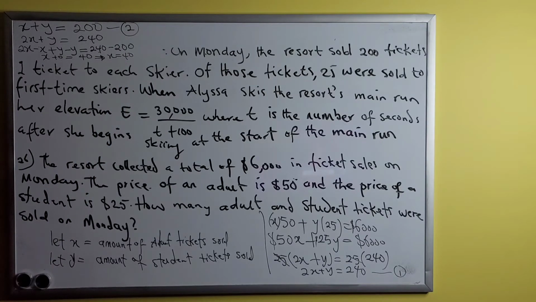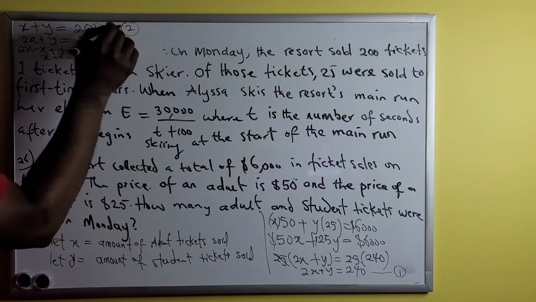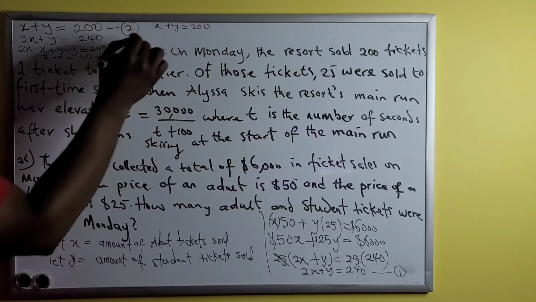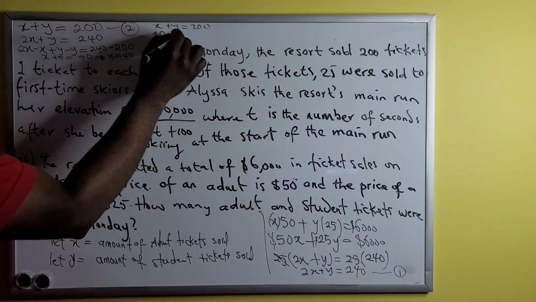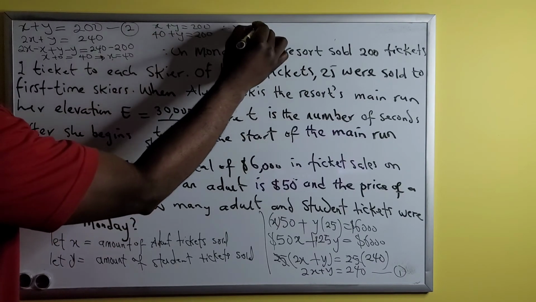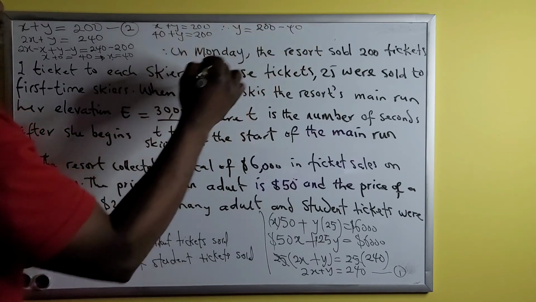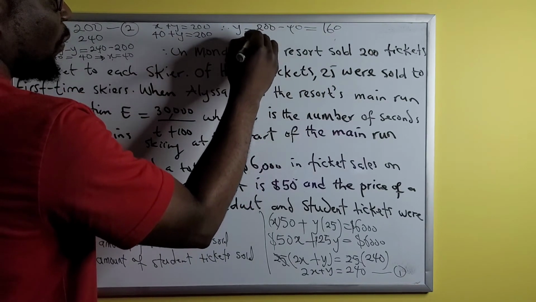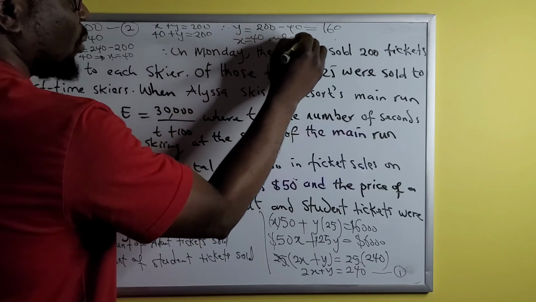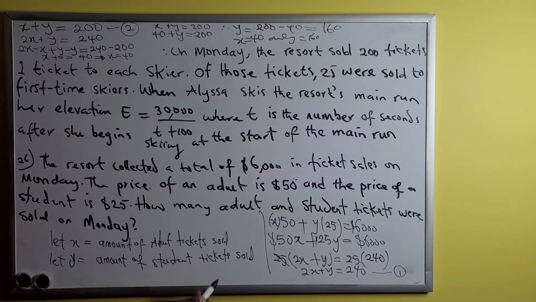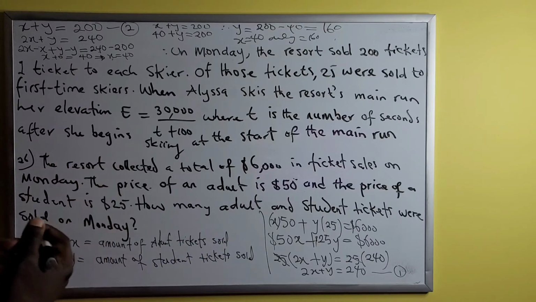If X is equal to 40, then going to equation 2, X plus Y is equal to 200. Plug in X equals 40, that will be 40 plus Y is equal to 200. Therefore, Y is 200 minus 40, and Y is going to be 160. So X is equal to 40 and Y is equal to 160. The amount of adult tickets sold is 40, and the amount of student tickets sold is 160. So that's how you answer that question.